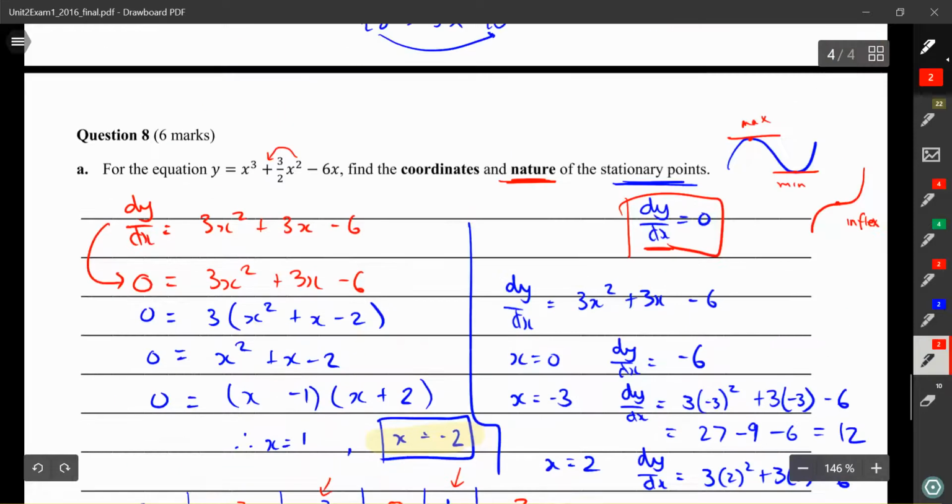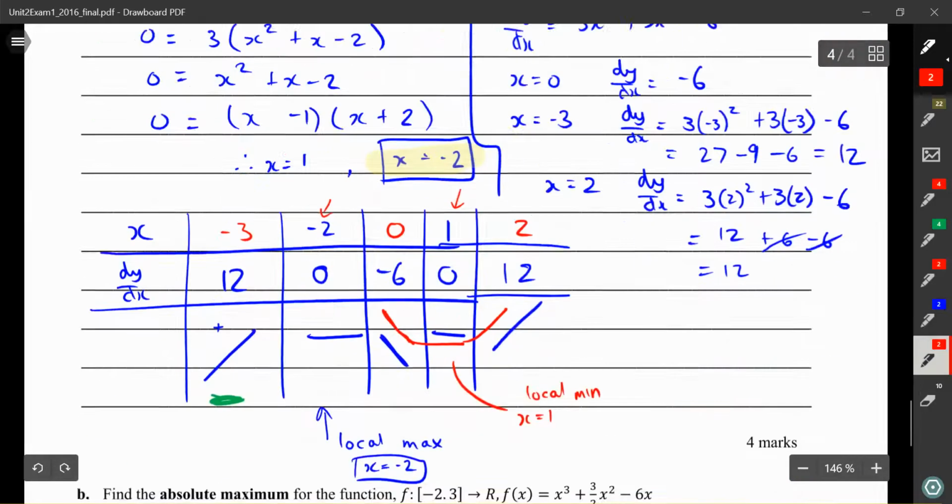Now, the question did say find the coordinates. So I found the x coordinates.